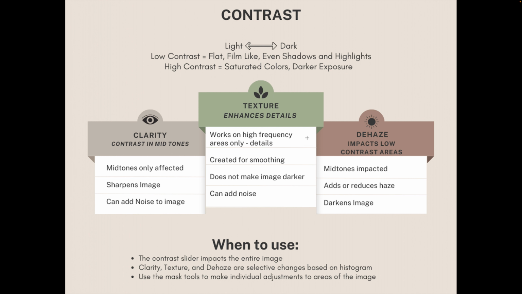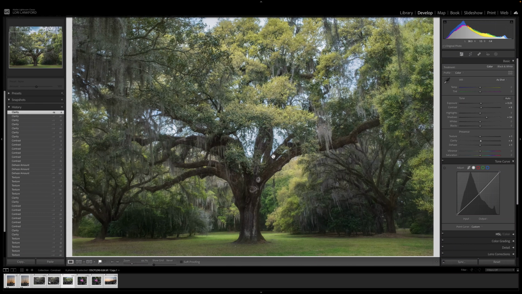It was originally created in Lightroom for skin smoothing and portrait photographers. So it was a tool to actually smooth texture in an image. A great thing about texture is it does not make your image darker. So it does not impact your exposure or your shadows, but it can also add noise. So let's look at texture.